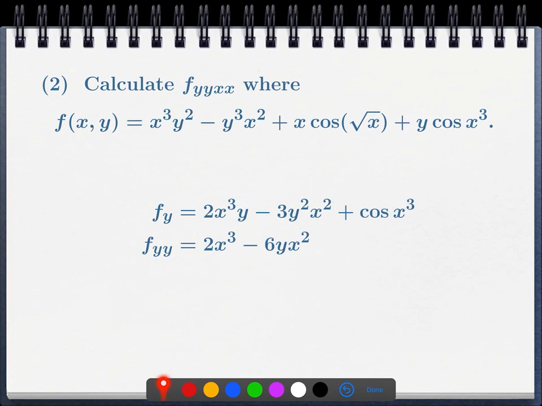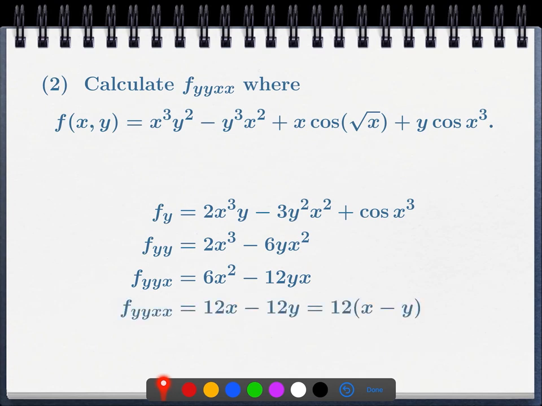We still have to take the derivative with respect to x twice. So taking the derivative with respect to x, the x cubed becomes 3x squared, so this is 6x squared. This x squared becomes 2x, so we get 12xy. And so we have 6x squared minus 12xy, or yx, it doesn't make any difference. We want to take the derivative with respect to x again. This will become 2x, so 12x here. This x will become 1, so we just have minus 12y.